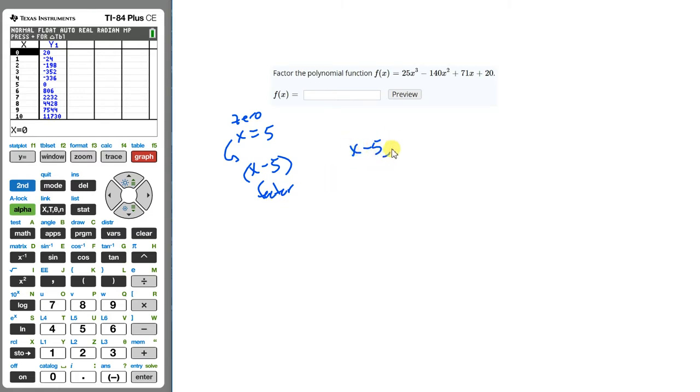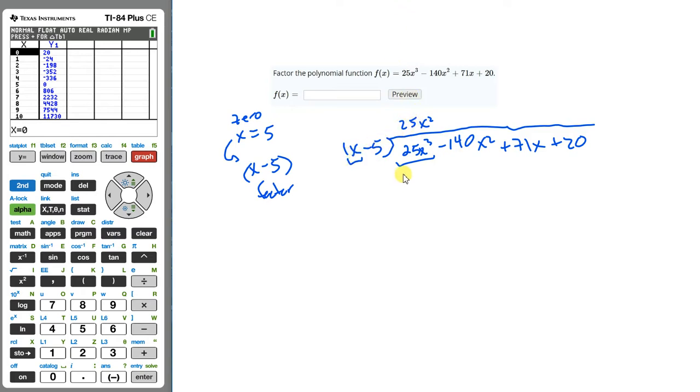Now, if that's a factor, then I just do a division. X minus 5, I want to pull that factor out of the polynomial and see what's left over. 25x cubed minus 140x squared plus 71x plus 20. So how do you make an x become a 25x cubed? How do you make the first term match the first term? I need a 25, because that's a 1. And then I need 2 more powers of x.